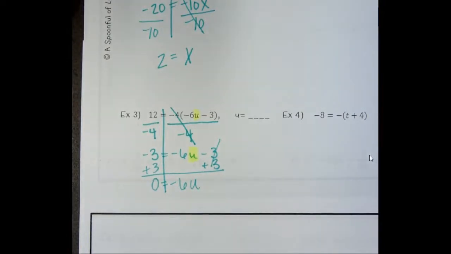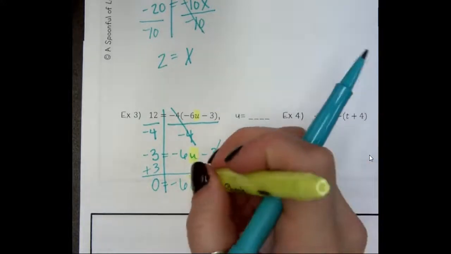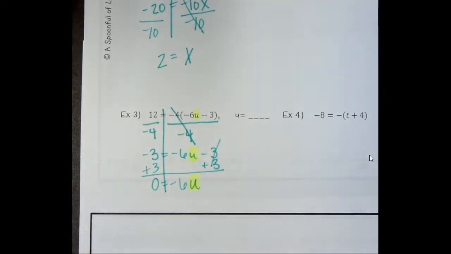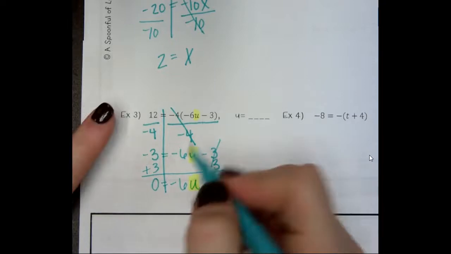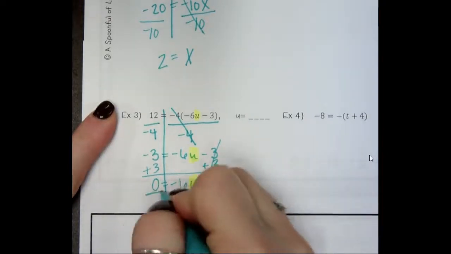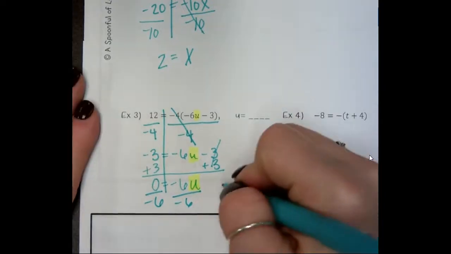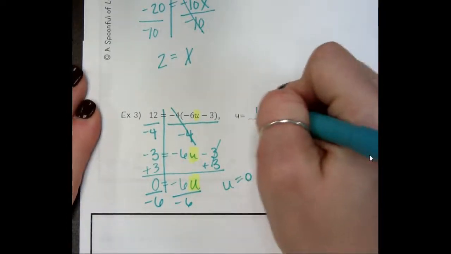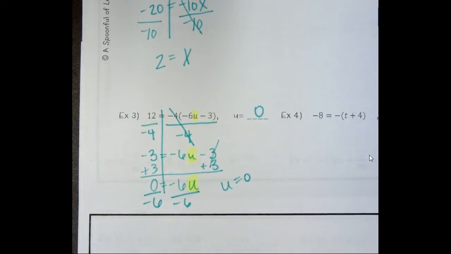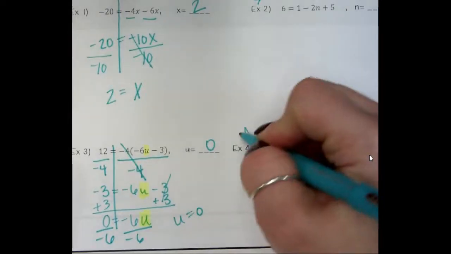My goal has not changed. I still need to get u by itself. And right now, u is being multiplied by negative 6. So I'm going to divide by negative 6. 0 divided by negative 6 is just 0. So u equals 0. It's okay to get a 0. That happens sometimes. Okay. I'm going to let you do number 4 by yourself.